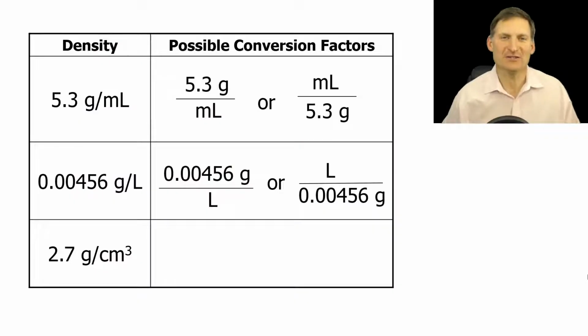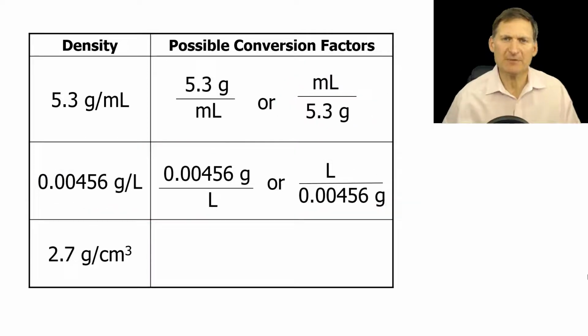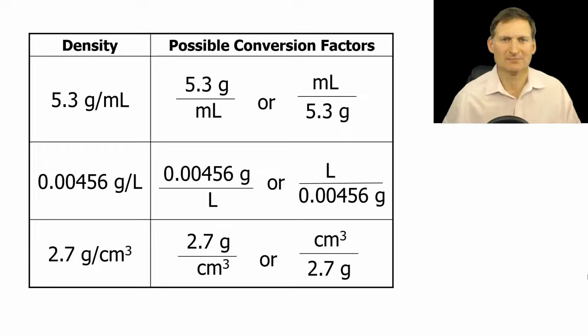So the first thing you need to know is that a given density can be converted into two possible conversion factors. 5.3 grams per milliliter, for example, can become 5.3 grams over 1 milliliter, or 1 milliliter over 5.3 grams. Same type of pattern in this next row. Okay, stop the video for just a few seconds and fill in the possible conversion factors for the density of aluminum, 2.7 grams per centimeters cubed. Okay, hopefully you have something like this.